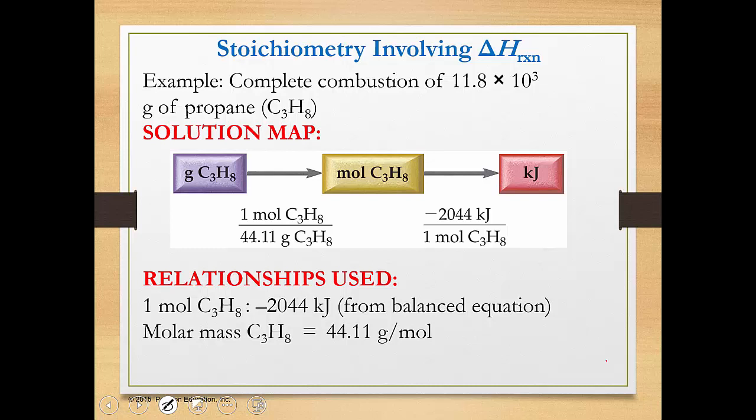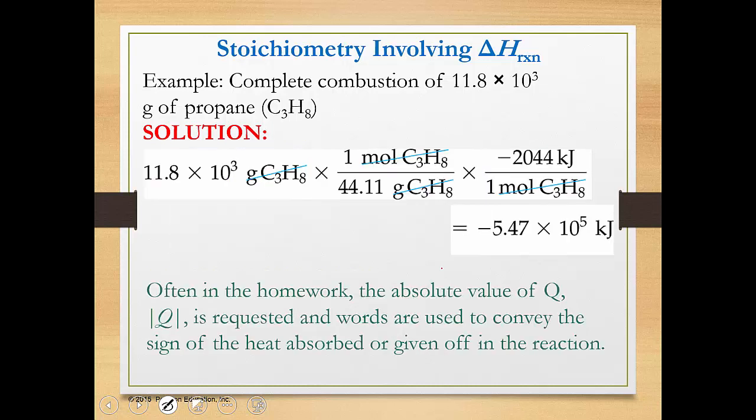Solution map from grams to moles to kilojoules we already looked at. And here are the relationships that we used. So from the balanced equation, we have the 1 mole of propane to the negative 2,044 kilojoules of energy, and the molar mass of propane that's calculated from the periodic table. Again, can't emphasize it enough. Make sure you're taking the values of the energy to number of moles from the balanced equation. Number of moles, not always 1 in that case. And then setting it up to work it out, there you see the final value that we got, the negative 5.47 times 10 to the 5th.